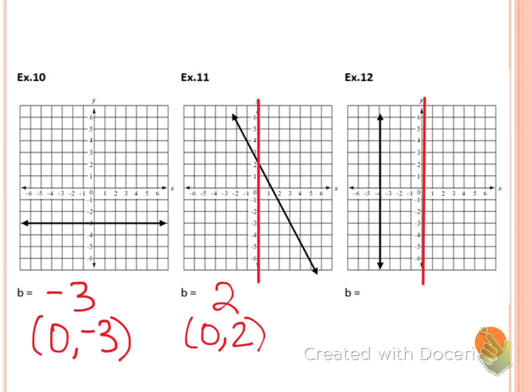Okay, so there's just not a y-intercept on number 12. Our y-axis is over here. Our graph is to the left of it. They are what we call parallel, which means they don't touch each other at all. So we would just say none. There is not one. We don't really use the word undefined when we talk about y-intercepts. That's really just a word we use for slope. So we would just say there is not a y-intercept, none.